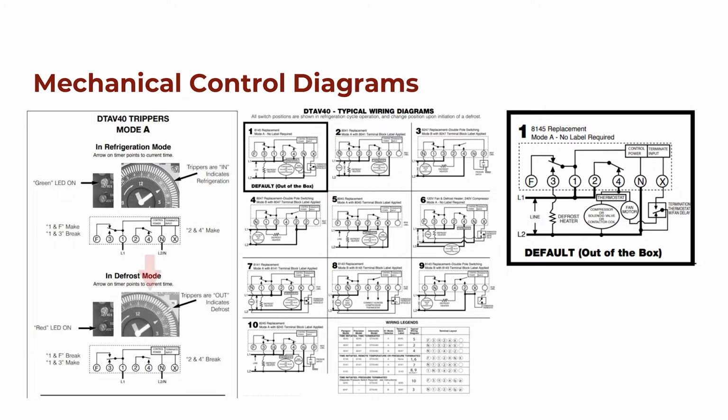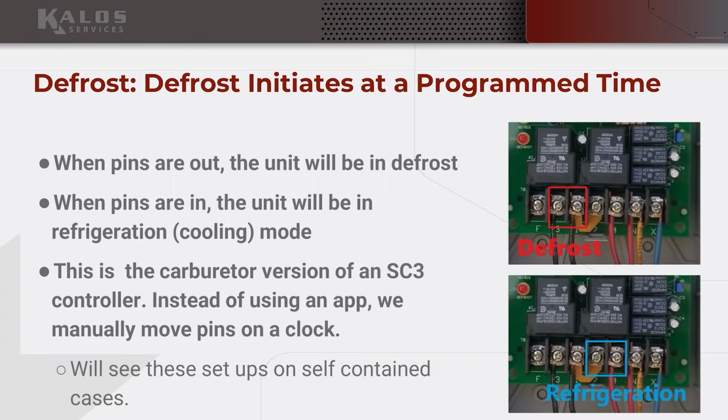You can set these pins, and then as this time clock turns, the pins that are out will come in contact with a mechanical switch inside the timer, and then change the state of the timer. So when pins are out, the unit will be in defrost mode, and when the pins are in, the unit will be in cooling mode. So it's whatever duration that you're setting that up for. And we can see the termination is just shown for us here across 1 and 3, and then your refrigeration across 2 and 4.